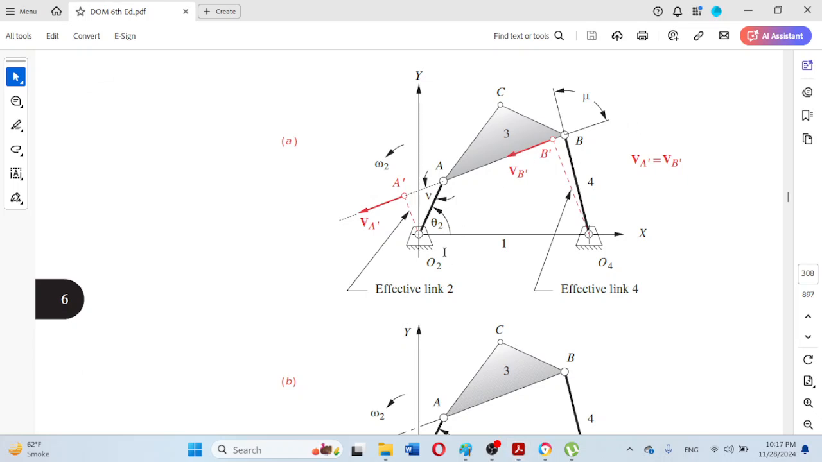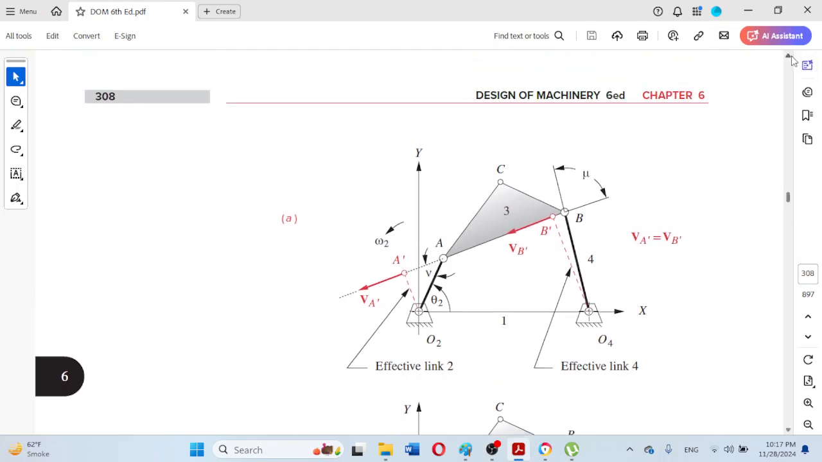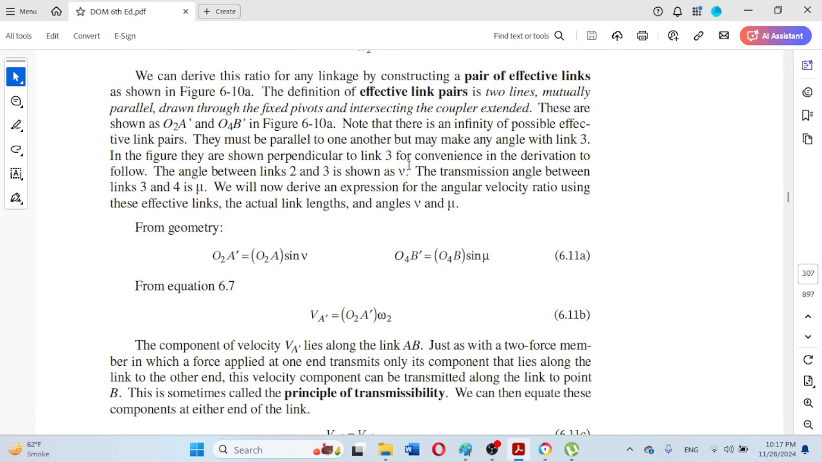So these effective links, the author states, must be parallel with each other and they can make any angle, but for this special case these effective links are made perpendicular to this effective extended coupler link in order to simplify the derivation. So here the author has himself stated that in the figure they are shown perpendicular to the link 3 for convenience in the derivation to follow.